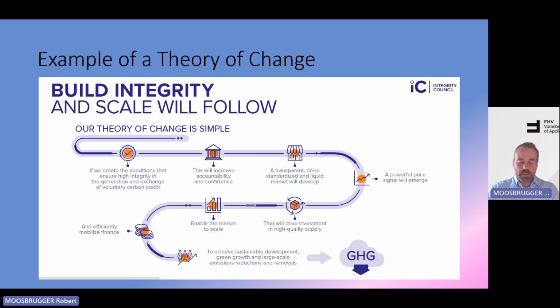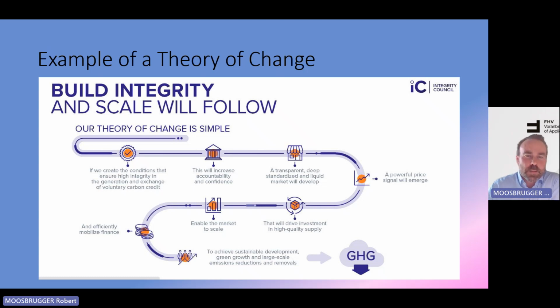Here I've got one example from an organization called Integrity Council. Maybe this example is a bit far removed from the community enterprise sector, but nevertheless, I think it's a good example because it shows you in one picture clearly what this organization wants to do and what their theory of change is. So this Integrity Council wants to achieve large-scale emissions reductions and removals of greenhouse gases. And the way to do that, according to them, is through the establishment of a carbon credit market.